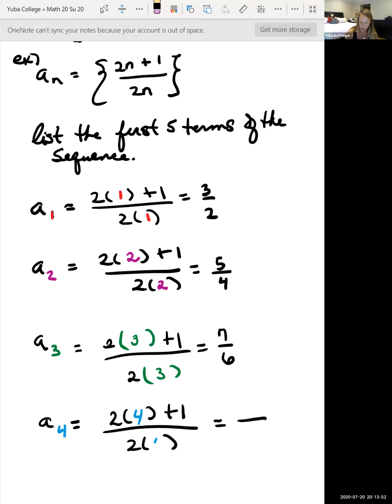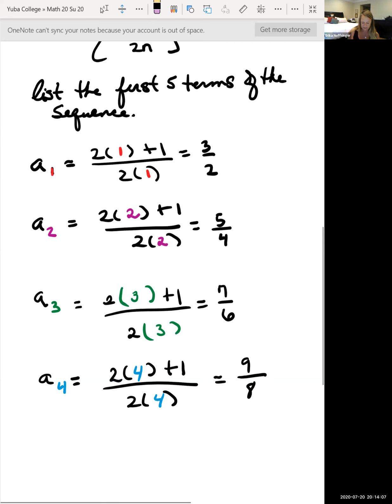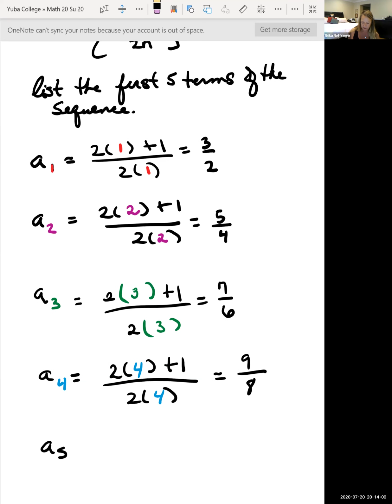Well, 2 times 4 is 8. 8 plus 1 is 9. 9 all over 2 times 4, which is 8. And one more time, a sub 5. So plugging in 5 wherever you see an n, we have 2 times 5 plus 1 all over 2 times 5. So this gives us 2 times 5 is 10 plus 1 is 11 all over 2 times 5, which is 10.